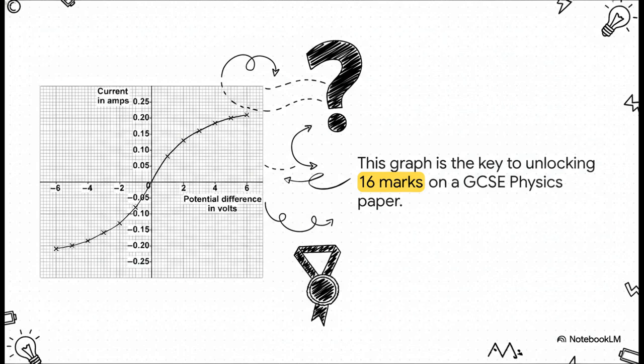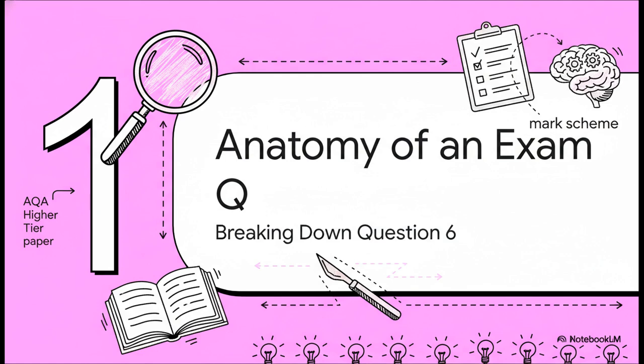Let's get started. So, here's the game plan. We're going to dissect question 6 from an AQA higher tier paper, piece by piece. We'll look at each part of the question, and then we'll jump straight to the mark scheme to see what a top-level answer really looks like.